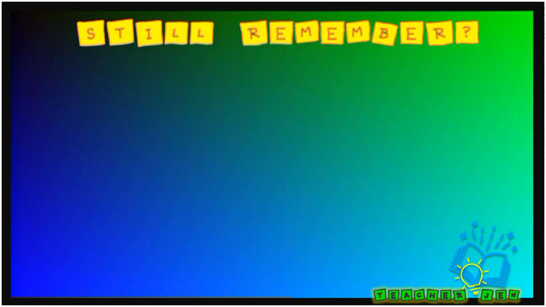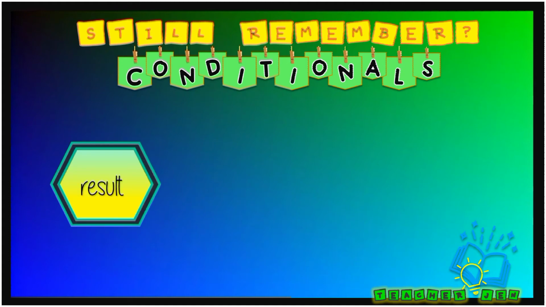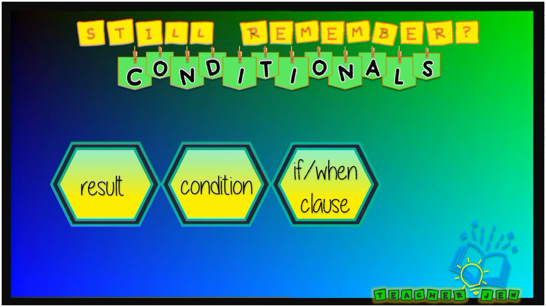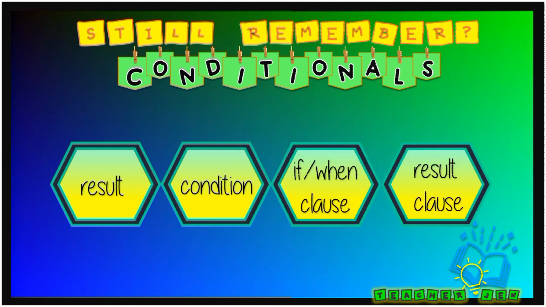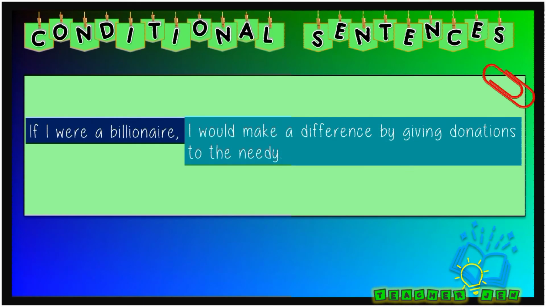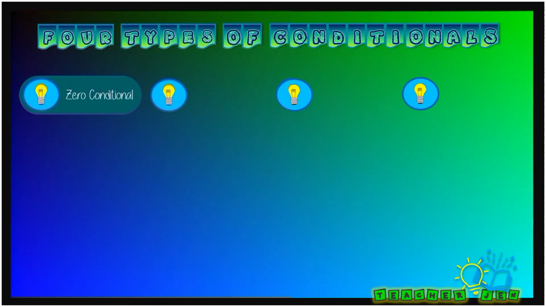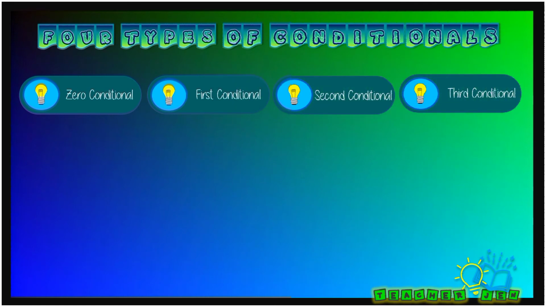Keep it up. In our previous lessons, you learned that conditionals are statements that express the result of a particular condition using an if or when clause and a result clause, just like in the following examples. If I were a billionaire, I would build a beautiful house for my parents. If I were a billionaire, I would make a difference by giving donations to the needy. You also learned that there are 4 types of conditionals, namely zero conditional, first conditional, second conditional, and third conditional.